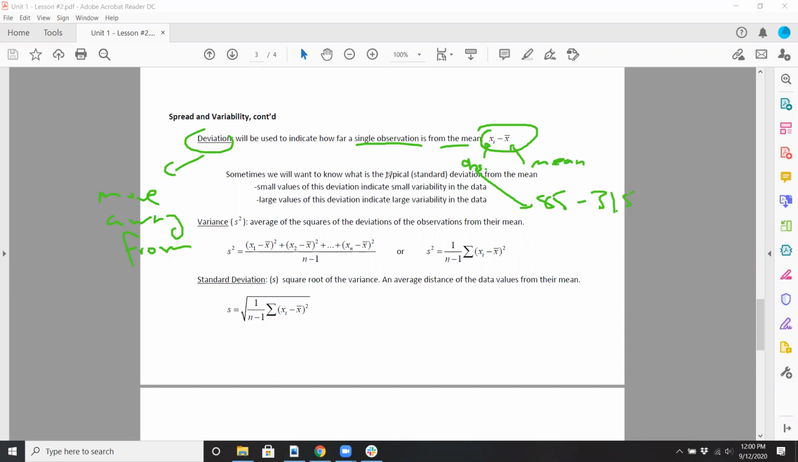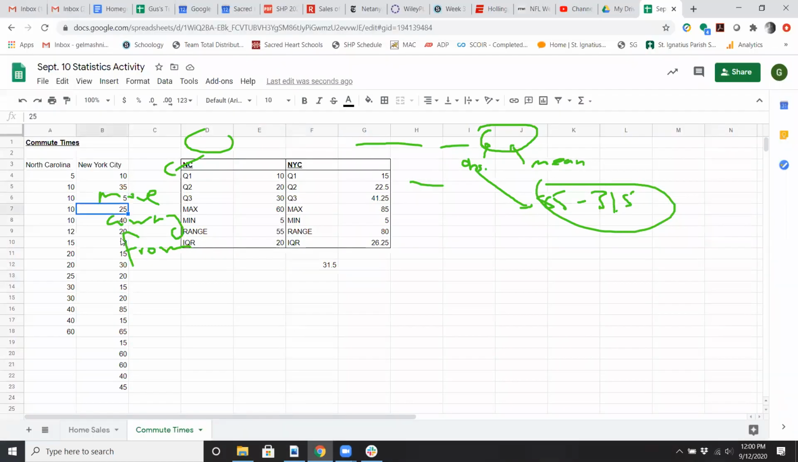So sometimes we want to know what is a typical standard deviation though. That's what we call the standard. Do all the data points deviate by this much? No. Actually, if you go back to our data again, a lot of them seem to be pretty close to 30, like 35 or 25 or 30 or 40 or 45. So we want to see what is a typical deviation.